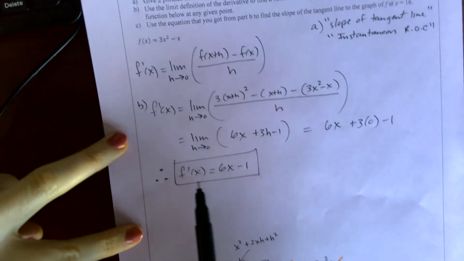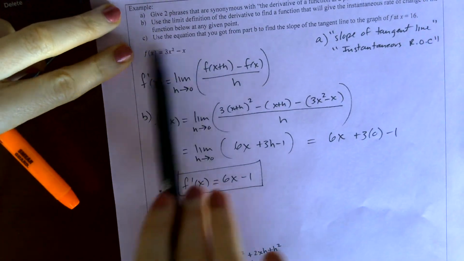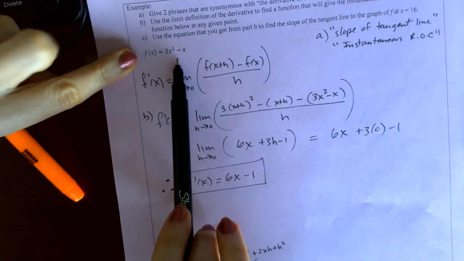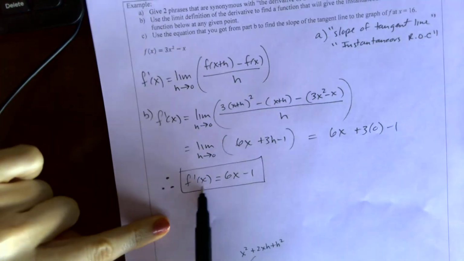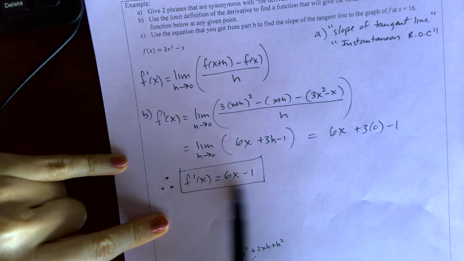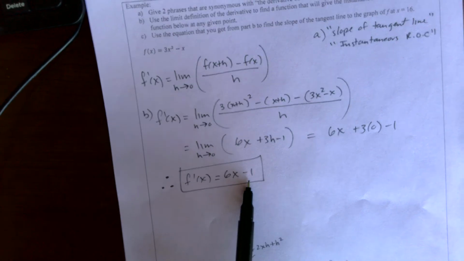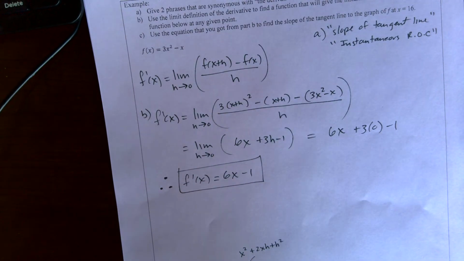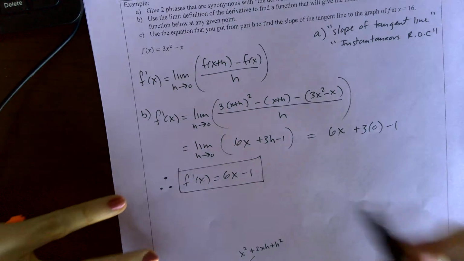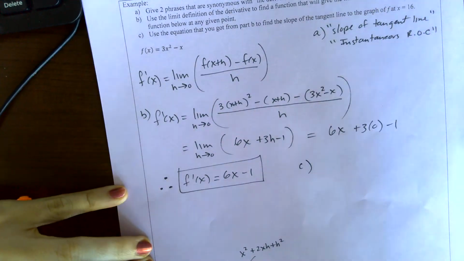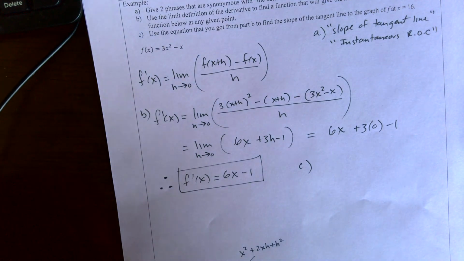If you want to know for this graph f what the instantaneous rate of change is at x equals 1, you would plug 1 into this derivative formula, and that would give you the instantaneous rate of change at that x value, which is the same as the slope of the tangent line at that x value, which is the same as the derivative there. So now part C says to use the equation that you got from part B to find the slope of the tangent line to the graph at x equals 16.